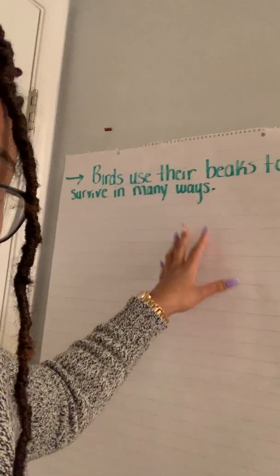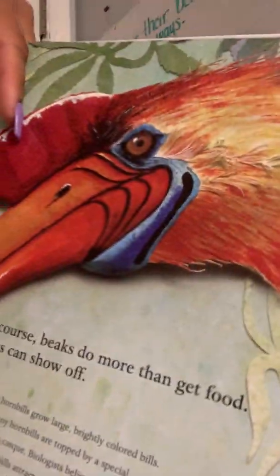Okay? So now I need to follow up with a detail that gives more information on how birds use their beaks to survive. So in this case, I was talking about the hornbill. So first, what I want to do is describe the hornbill's beak. I need to talk about what it looks like, maybe what it feels like if they gave information about that. And then I can discuss how that beak helps the bird to survive. Okay, so now I'm going to switch colors. I'm going to use my purple marker for my detail.